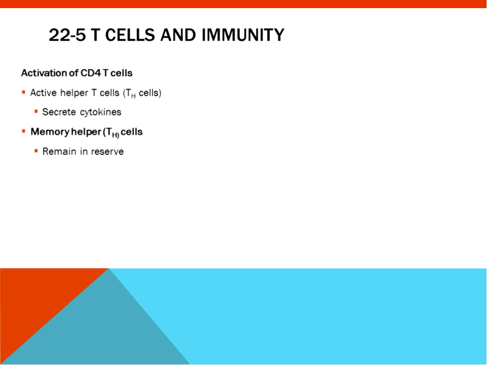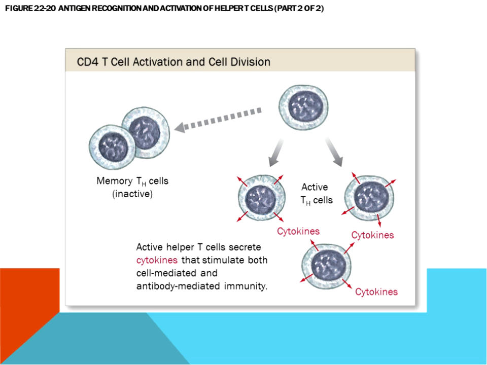So, the activation of these helper T cells, these CD4 T cells. When they become activated, they secrete cytokines, or chemical messengers, to help with co-stimulation and to help activate B cells. We have memory helper cells that are like memory cytotoxic T cells. They just lay in wait for the next time we see this infection. They're just hanging out in reserve.